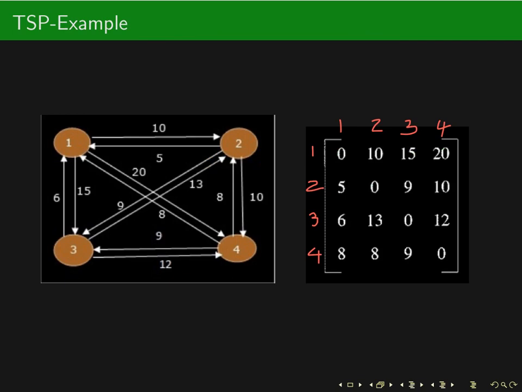This is an example of a TSP problem represented by a graph, and its cost matrix is also indicated here. As you can see, the cost from 1 to 2 is 10, which is represented here. Similarly, the cost from 2 to 3 is 4, which is represented here. 2 to 4 is 10, which is represented here. And the cost from 4 to 3 is 9, which is represented here.